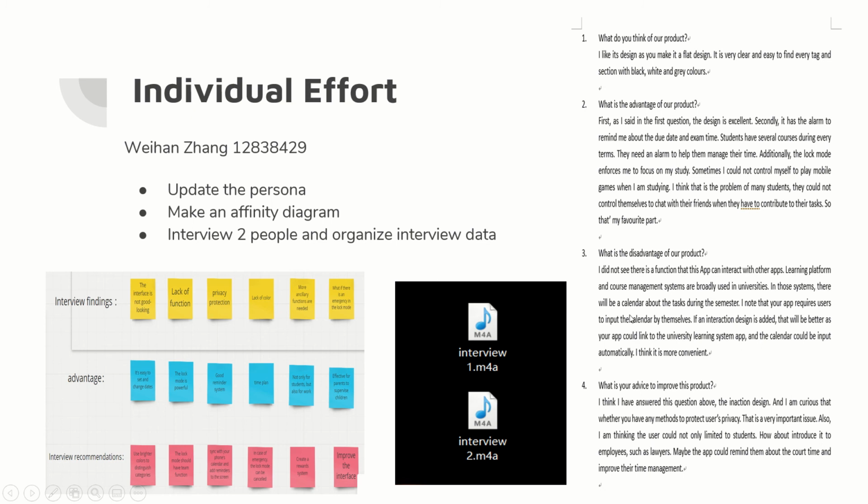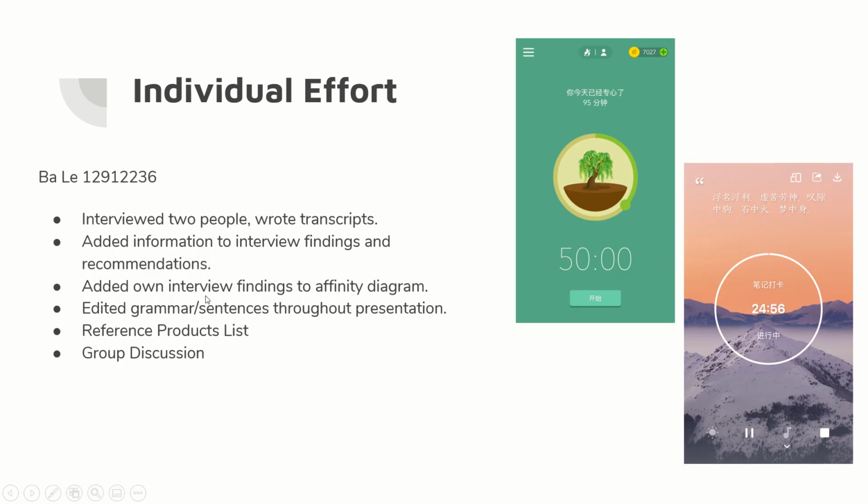John updated the persona, and he made an affinity diagram like this. He sorted his interview findings and recommendations. He interviewed 2 people and organized interview data. Butler interviewed 2 people, wrote transcripts, and added information to interview findings and recommendations. He added all interview findings to the affinity diagram. He edited grammar and sentences throughout the presentation. He made a reference products list, and finally we had a group discussion.